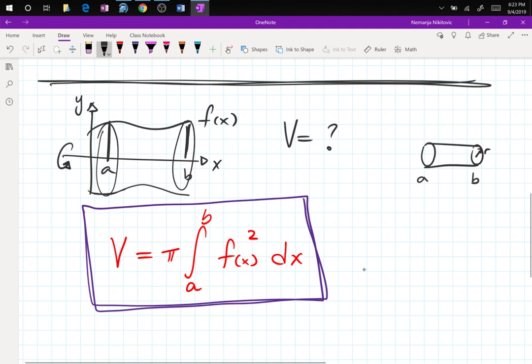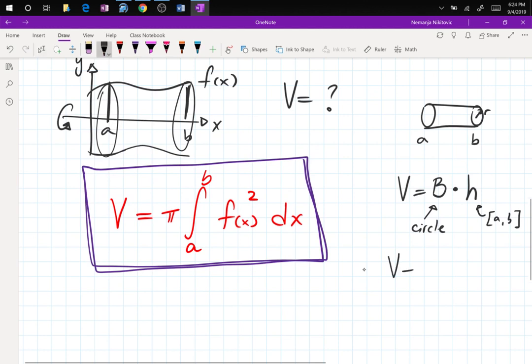When you have a cylinder, the volume of the cylinder would be the area of the base times its height or the length. Height is between A and B, in this case, because it's sideways. And this one is a circle, which would be the base if you stand this up. So volume for the cylinder will be pi r squared times the height.